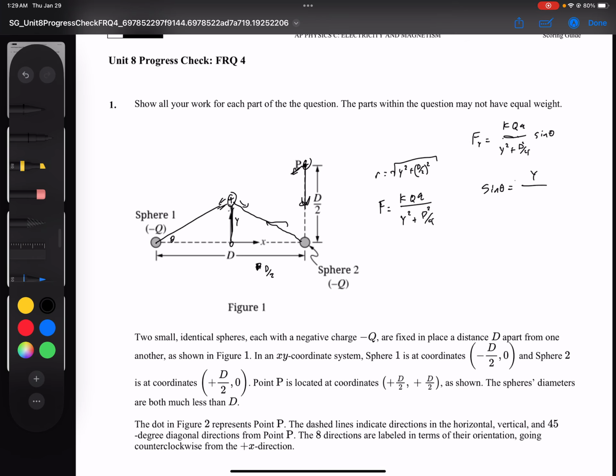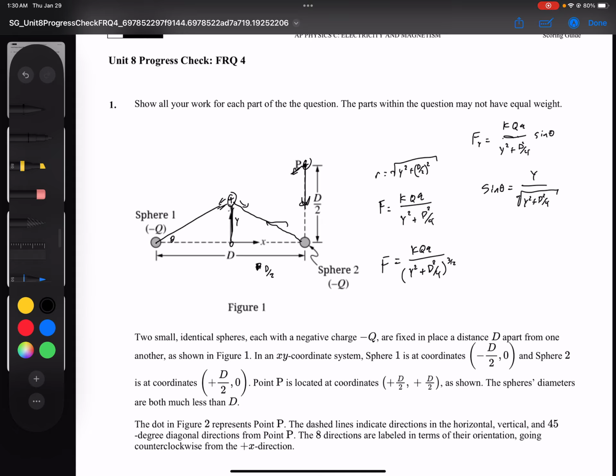So here I have the opposite side, which is y, and then the hypotenuse is the square root of y squared plus d squared over 4. So I'm going to multiply these two together, right? If I take this term and multiply with this term, I'm going to end up with kqq over y squared plus d squared over 4 times this denominator, and that's basically going to raise it to 3/2. And then this is the force from one of the charges, right? We have a symmetric situation, so I just looked at one of the charges.